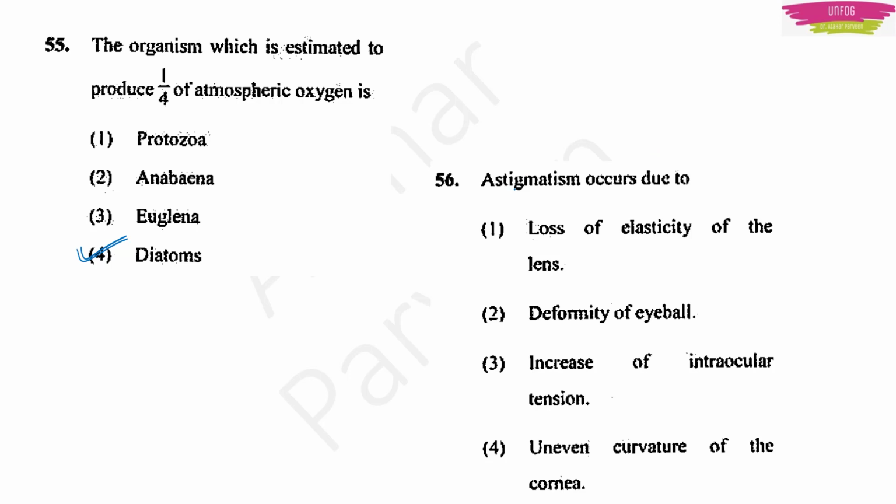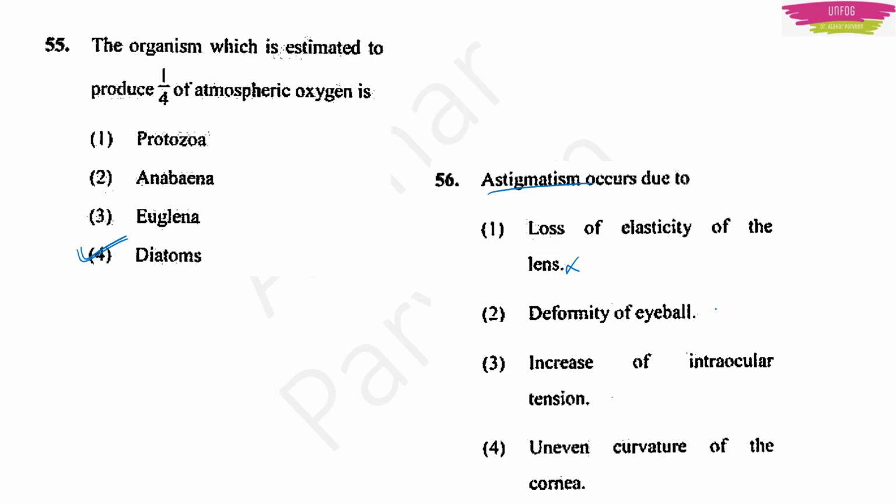Now next question, astigmatism occurs due to. So what is astigmatism? It is kind of an eye disorder which occurs when the cornea or the lens has a different shape than the normal shape. Okay. So let's look into the options. Option 1 is loss of elasticity of the lens. No, we are talking about the shape of the lens or cornea.